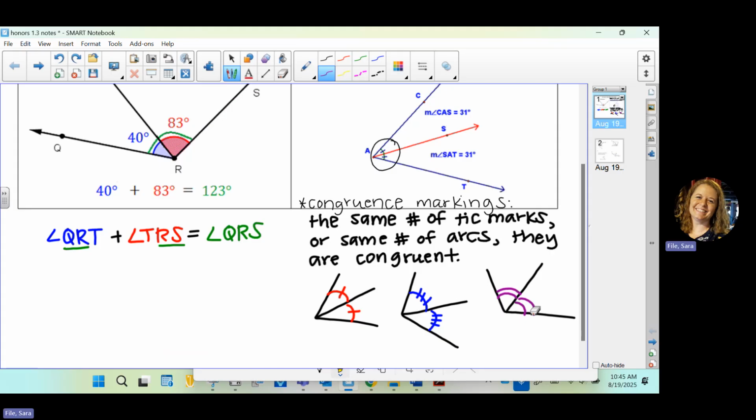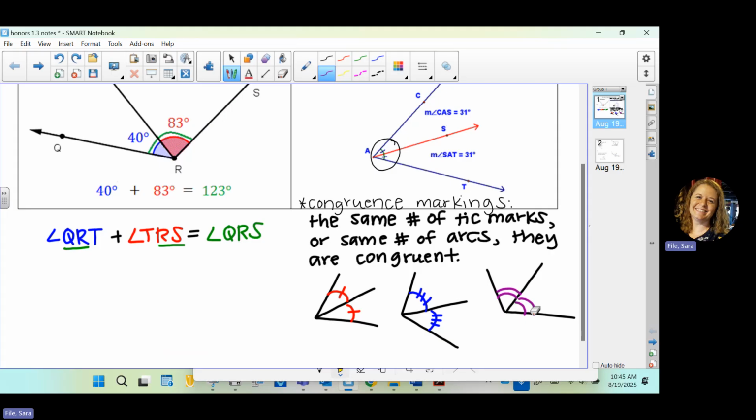rays and lines cannot be congruent, right? Why can't a ray or lines be congruent? Yeah, they have no measure. We can't measure them. Remember, they go on, they have arrows, they go on forever in one direction for a ray or 2 directions for a line. So we can't mark lines or rays congruent, but segments have endpoints on both sides. So segments can be congruent.